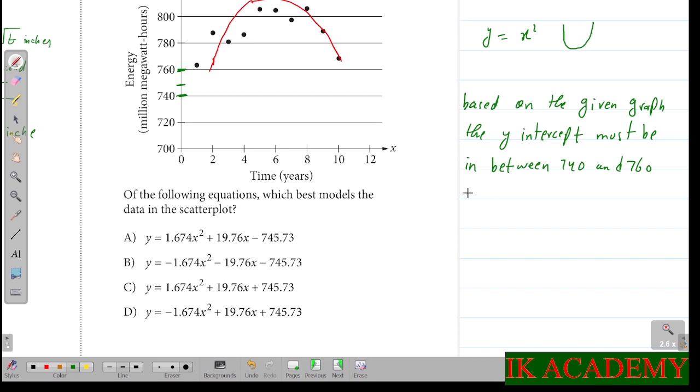So y-intercept implies y-intercept is positive and it is 745.73. So option D is the correct option. Let's move to the next question.